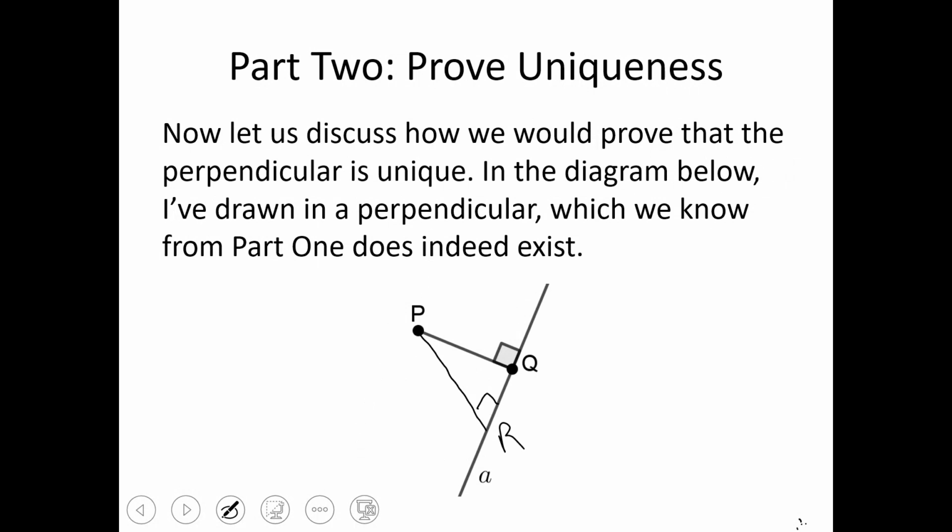We would, for instance, have a triangle PQR that has two right angles, which means the sum of its angles exceeds 180, which is impossible. Also, it would have to follow that line PR is parallel to line PQ because they both make a right angle with A, but those lines are not parallel because they intersect at P, so this is certainly impossible. So here's what we know then. There does exist a perpendicular from the point P to the line A, and that perpendicular is unique.